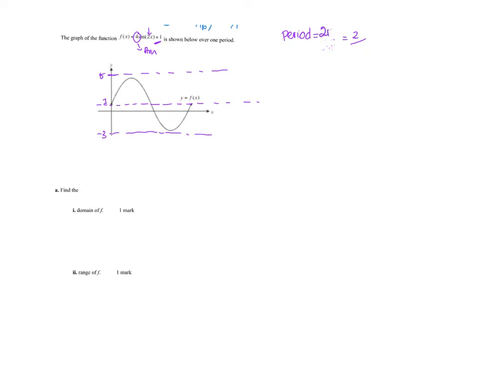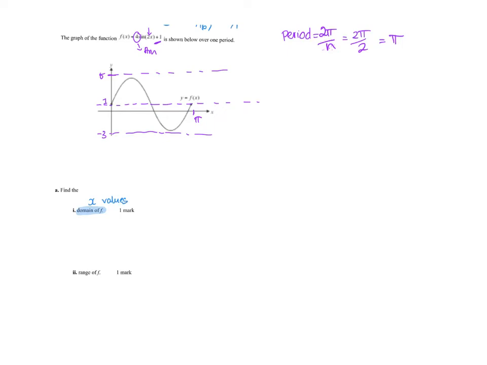So 2 pi divided by that number. So 2 pi divided by 2 equals pi. So it took it up to pi to do one cycle. So when you're asked for the domain, remember domain means the x values that it can be.